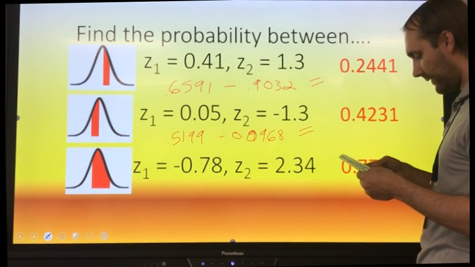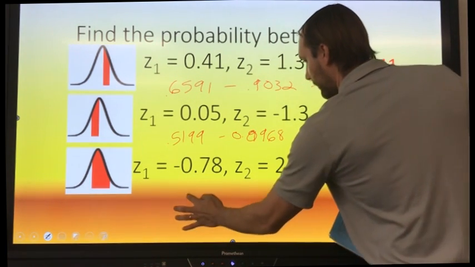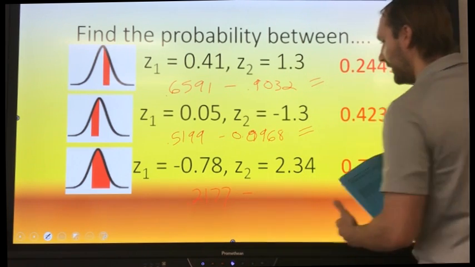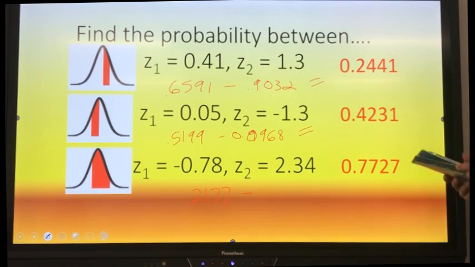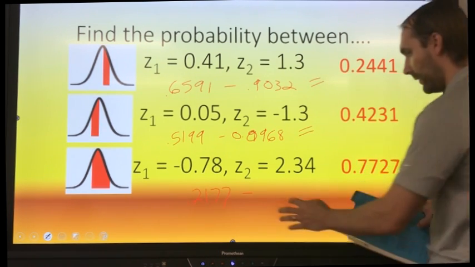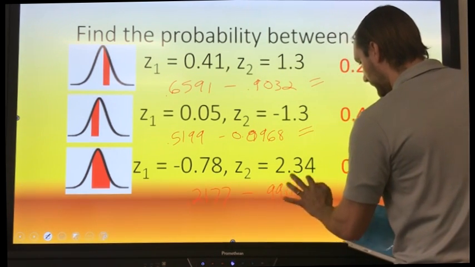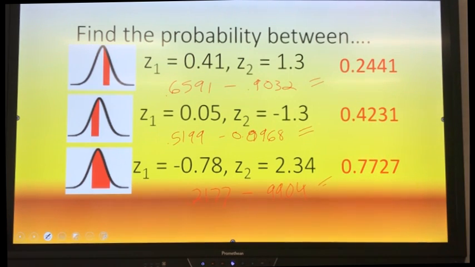Okay. And then last but not least, negative 0.78. That puts me at 0.2177. Subtract that from my second z-score at 2.34, which is a 0.9904. Does that give you roughly 77.27%? All right.